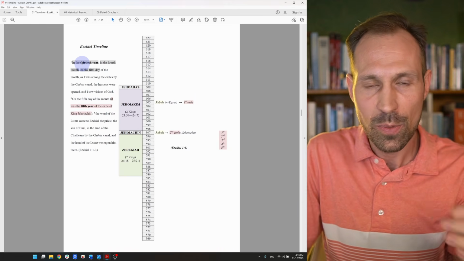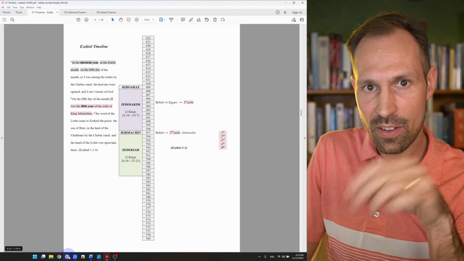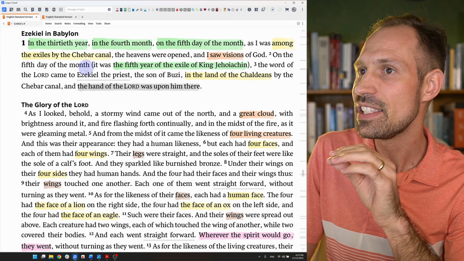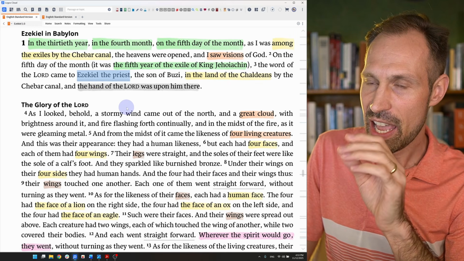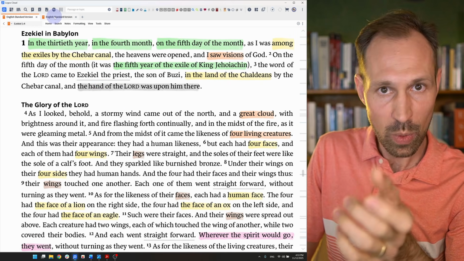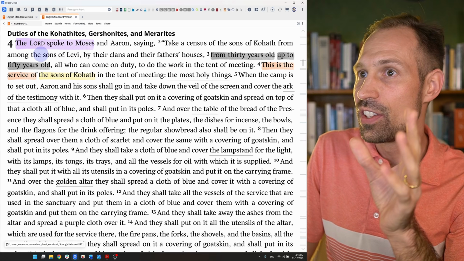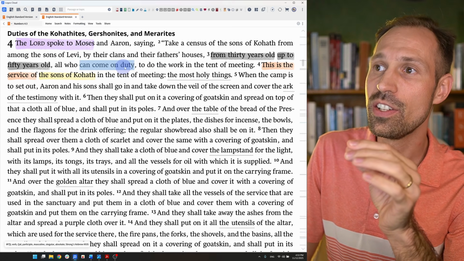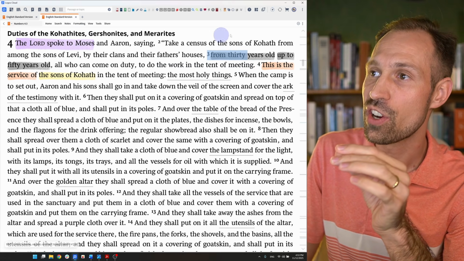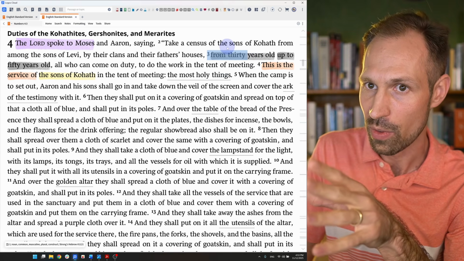Now, why does this matter? Well, it matters because Ezekiel is a priest. And in Numbers chapter 4, we are told that the sons of Levi can come on duty in the tent of meeting when they turn 30 years old. Now, this is probably a pretty painful birthday for Ezekiel. He probably trained his whole life to be a priest and to work in the temple, but now he was torn from the temple and was far from Jerusalem.